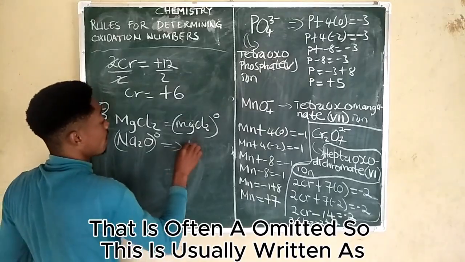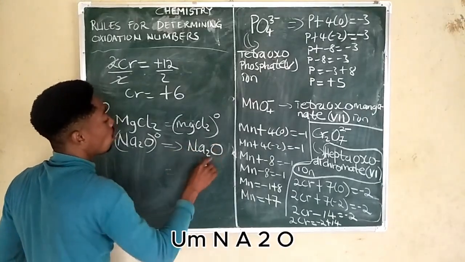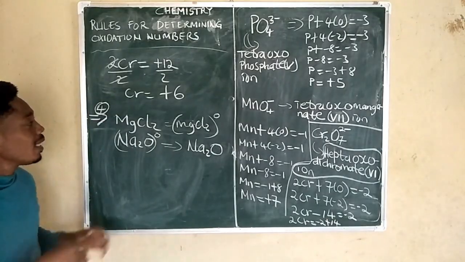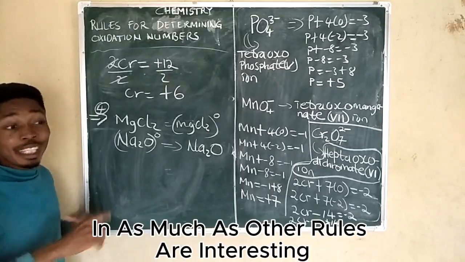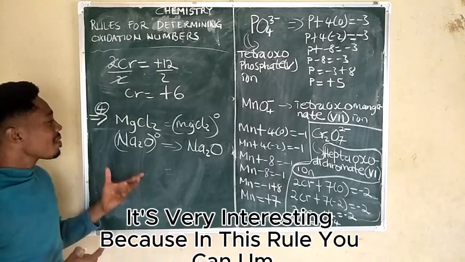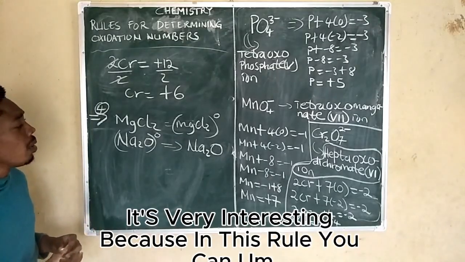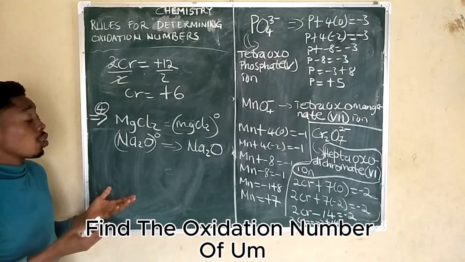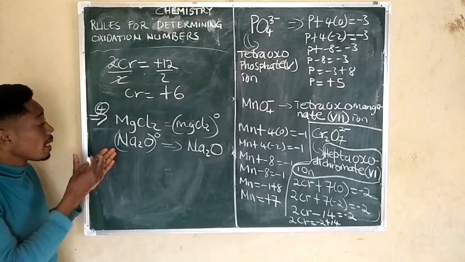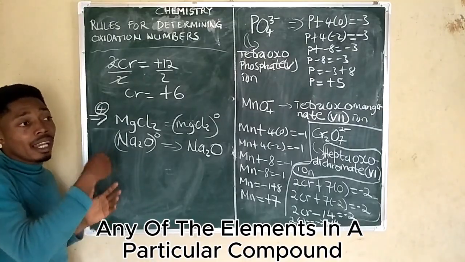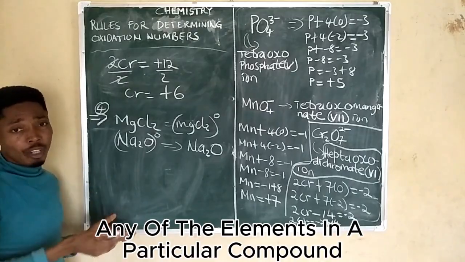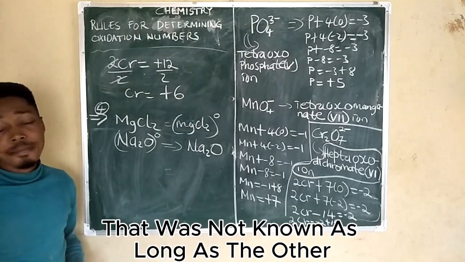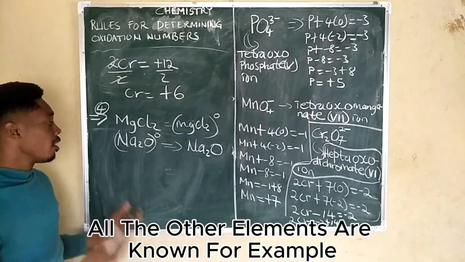So this is usually written as Na2O. No charge will be written there. Yes. This rule is very interesting, in as much as other rules are interesting. It's very interesting because in this rule, you can find the oxidation number of any of the elements in a particular compound that was not known, as long as the oxidation numbers of all the other elements are known.